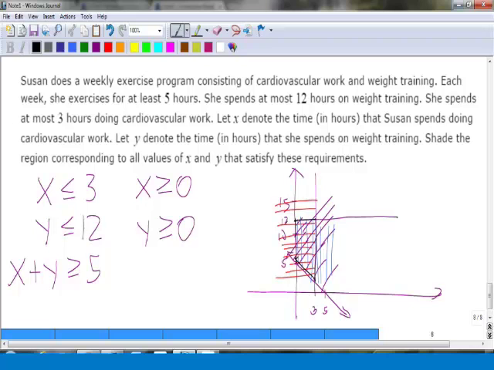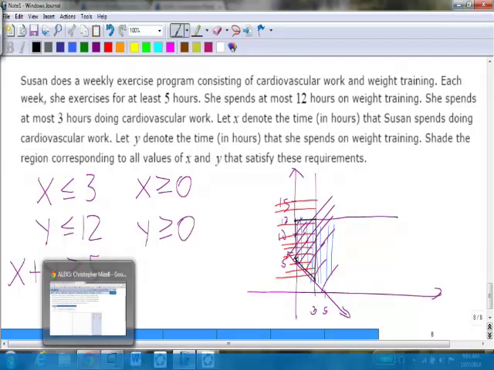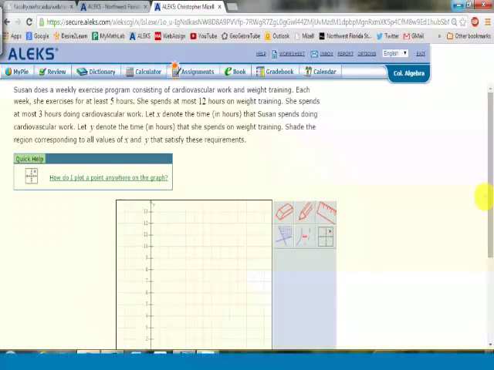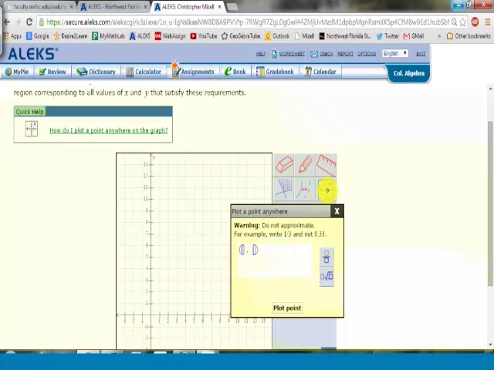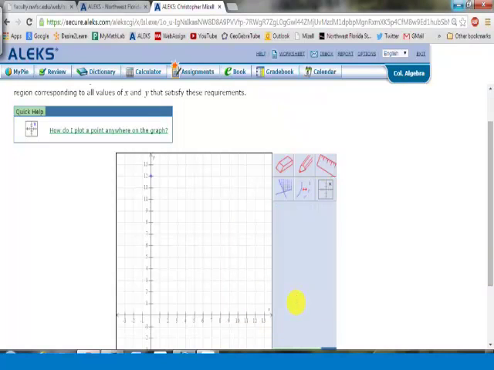If she picks a point in there, let X represent the cardio and let Y represent the weight training, then all these inequalities will be satisfied. So somehow we got to convince Alex this is what we believe. All right. So let's go with Y equals 12. So we could go 0, 12, and any other point with a Y coordinate of 12, maybe 3, 12 would be good.